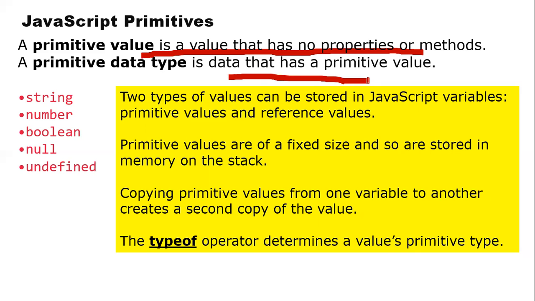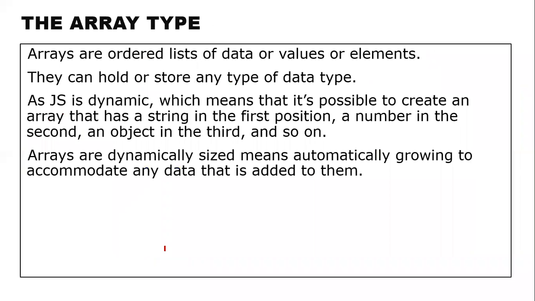Now you can also use the operator called typeof. This can be used to determine the type of the data that you have. Okay, now last time we discussed the array type. An array is a collection of values, or a set of values. Whenever I want to store some set of values, then we use arrays.